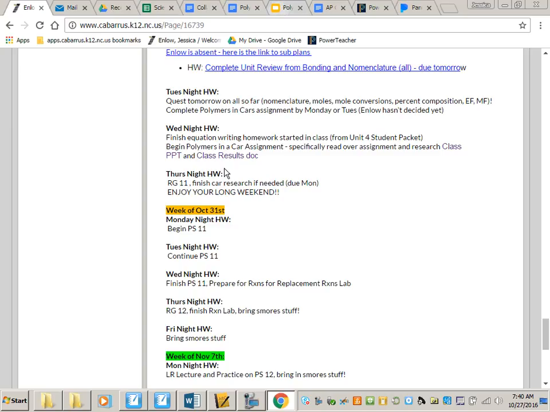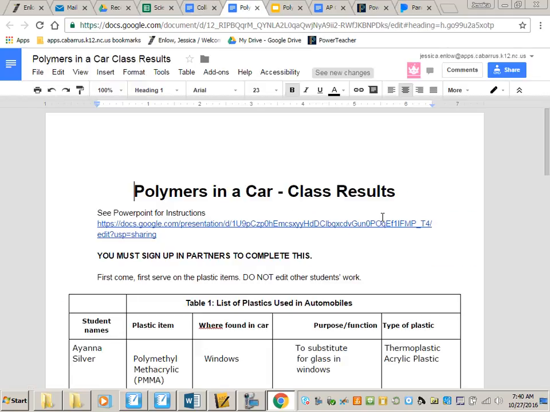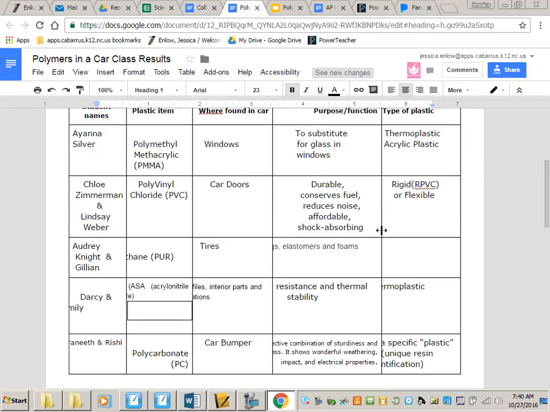Underneath the PowerPoint, it'll walk you through a thought process of brainstorming with a partner on polymers found in cars. Then you'll start to dig into a specific polymer, plastic or something like that found in a car. But you can't dig until you have signed up on the Polymers in Cars class results page. I already have a couple people who've signed up. You're supposed to sign up with a partner, okay?